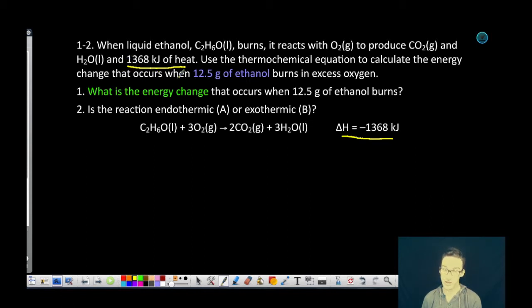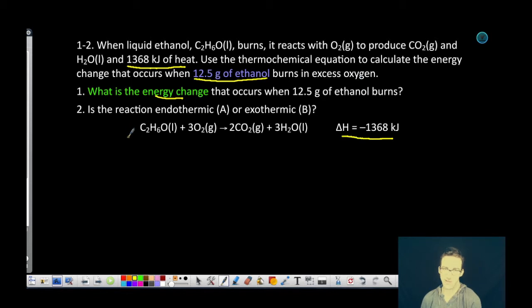So just cluing us into the fact that now we're going to work on the thermo part of these chemical equations. So thermochemical equation here. It says use the thermochemical equation to calculate the energy change that occurs when 12.5 grams of ethanol burns in excess oxygen. Okay. Given some reactant here, talking excess other reactant, I'm already thinking stoichiometry. I'm already getting excited. Question 1 says, what is the energy change that occurs when 12.5 grams of ethanol burns?